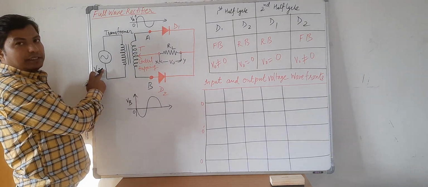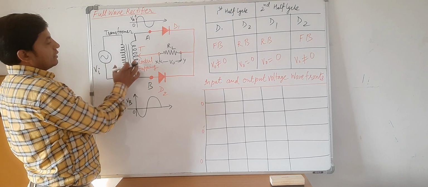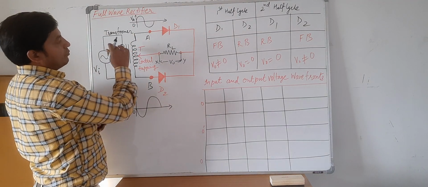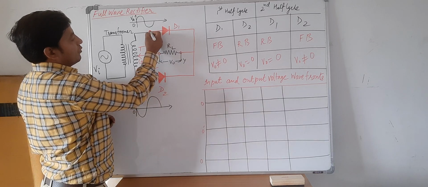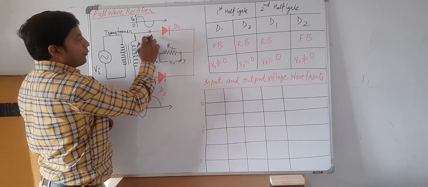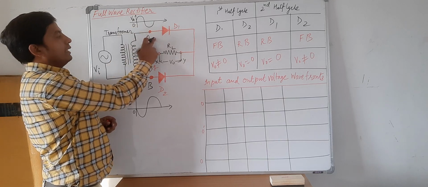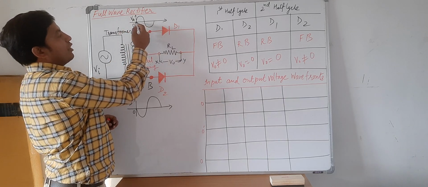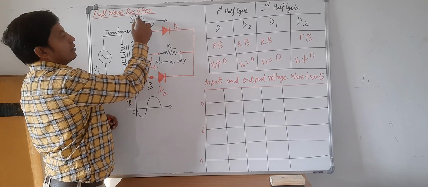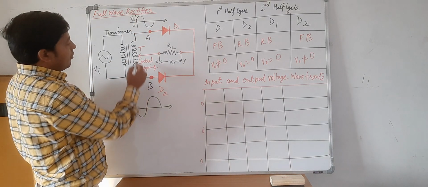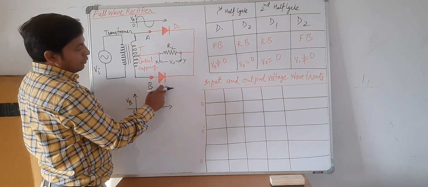this is the input AC voltage, transformer, and when this input voltage comes here, suppose that input voltage at point A is VA. Now its waveform is a sine curve. Now connect another diode D2 here.